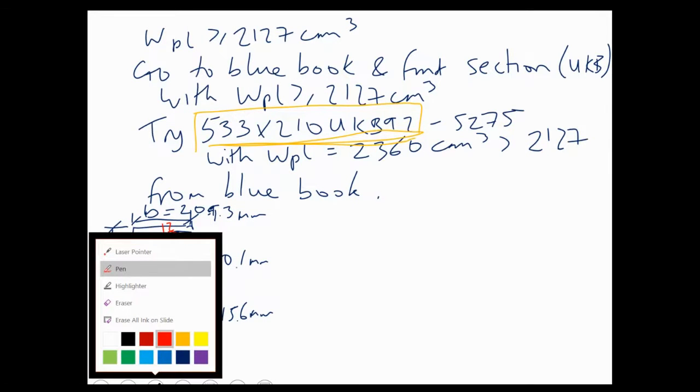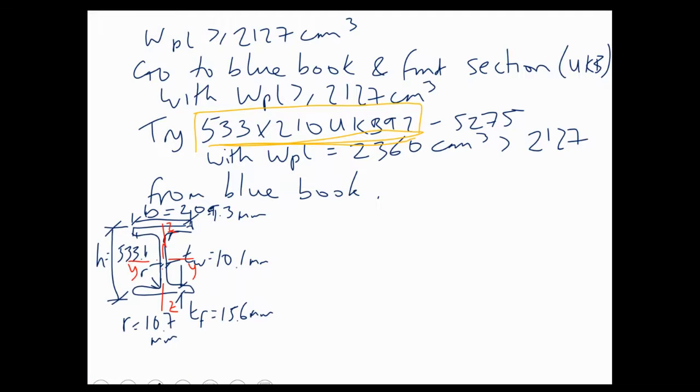So we're going to classify this section. Our first step in our design, after we've got our loads, is the classification of the section. The reason we need to do this is to see if it's susceptible to local buckling or not. Okay, so classification of the section.